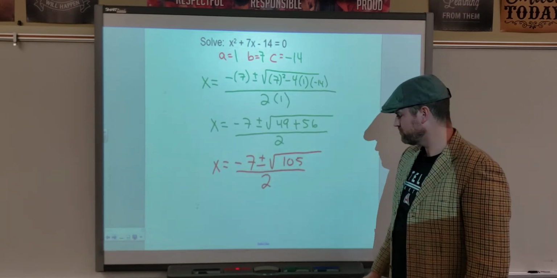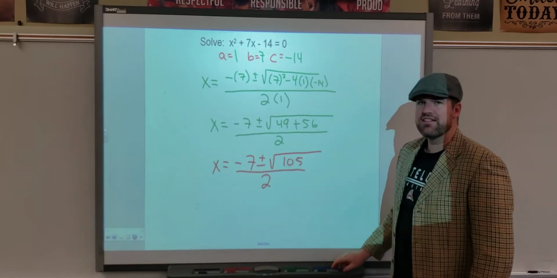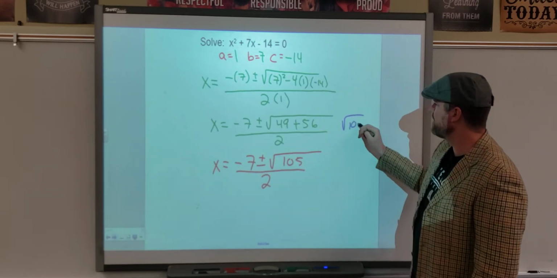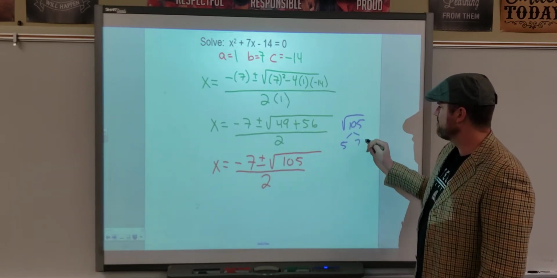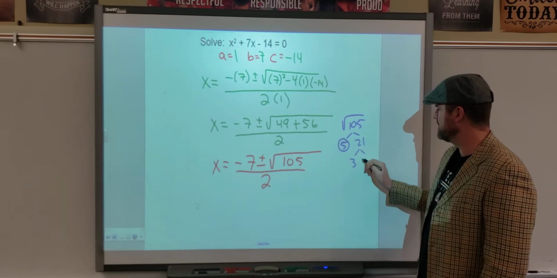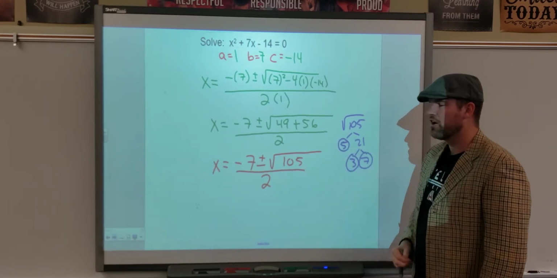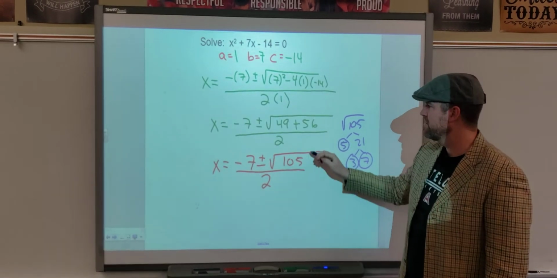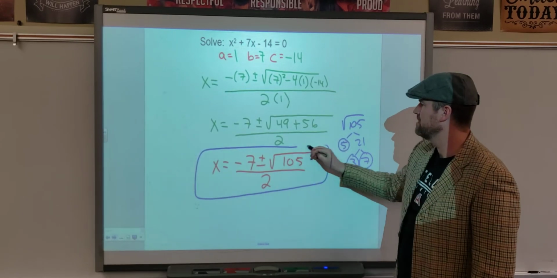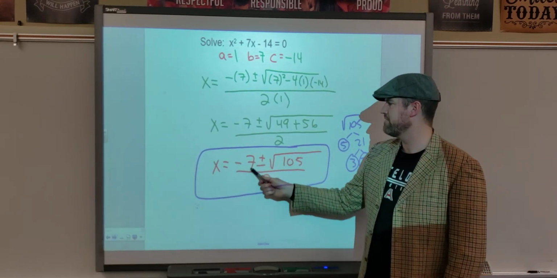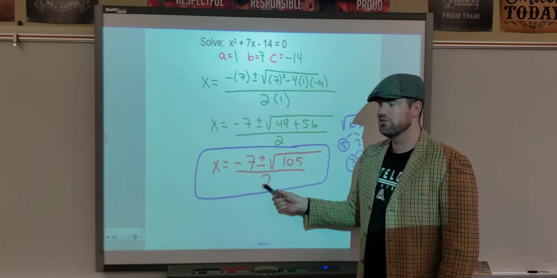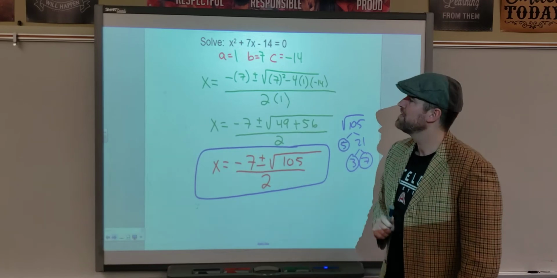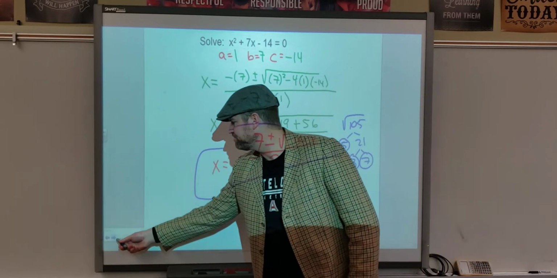over 2. And then to fully simplify it, we always look to see if we can simplify the square root. So square root of 105, I can do 5 times 21. I can do 3 times 7. Are any of those partners? They're not, so we actually cannot simplify this. And this is our final solution set. We have negative 7 plus square root of 105 divided by 2, and negative 7 minus square root of 105 divided by 2. That is the quadratic formula.